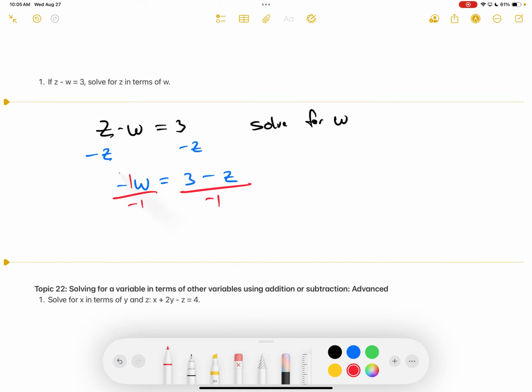So negative 1 cancel out. 3 divided by negative 1 becomes negative 3. Negative z divided by negative 1 becomes positive z. When you multiply or divide by negative 1, it actually just changes the sign. This went from positive 3 to negative 3. This went from negative z to positive z. Okay, so to get rid of the negative w, we change the signs of these. You can just divide everything by negative 1. But you've got to make sure you divide everything by negative 1.